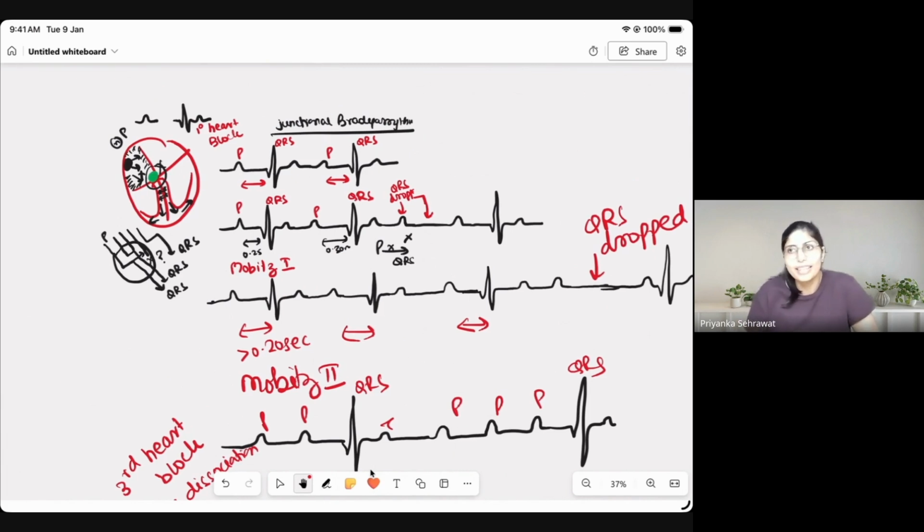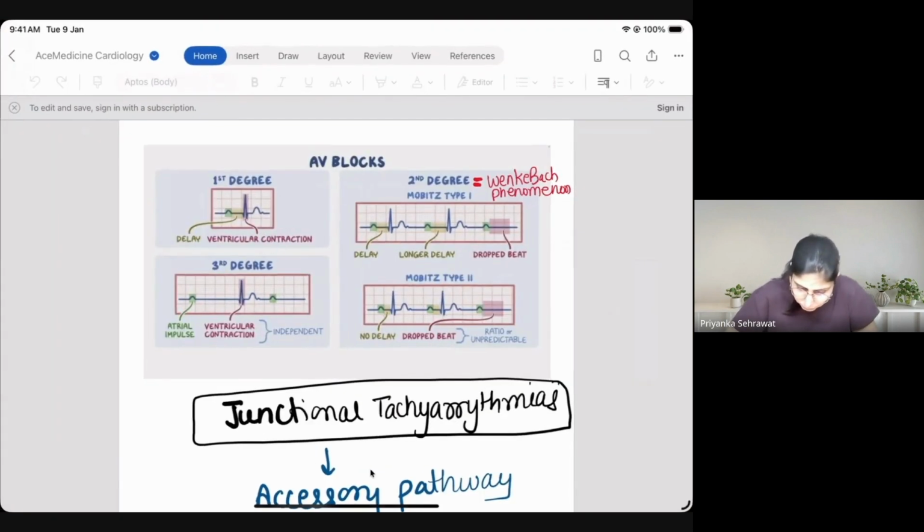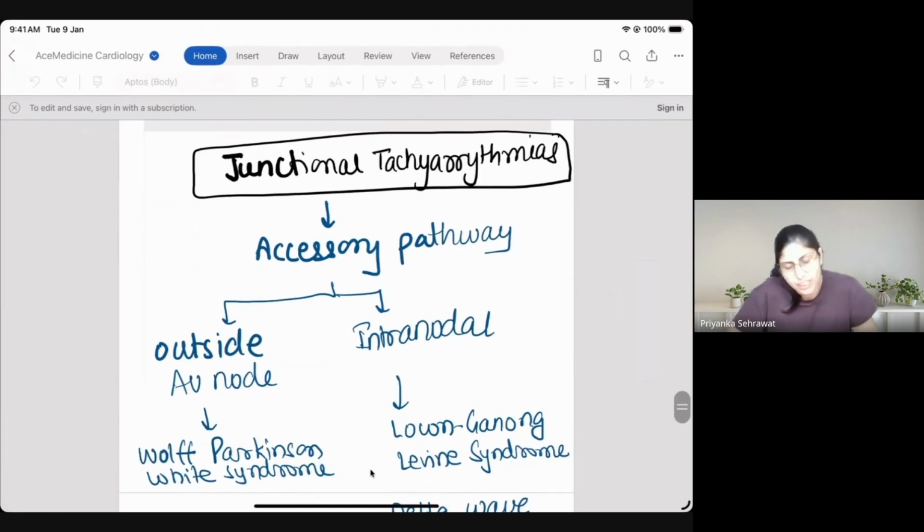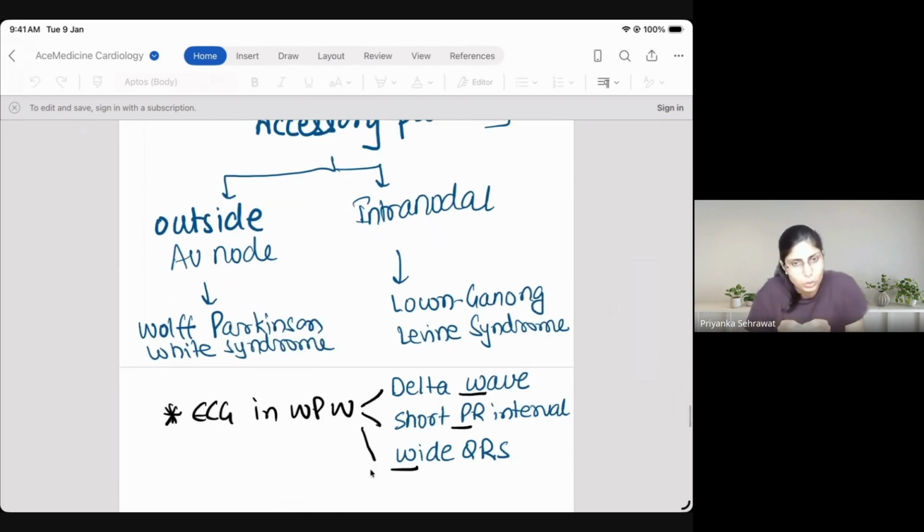Now second is your atrial tachyarrhythmias, or junctional tachyarrhythmias. Now, junctional tachyarrhythmias occur in the presence of an accessory pathway. The accessory pathway can be present inside the node or outside the AV node. Inside the node is seen in cases of Lown-Ganong-Levine syndrome. The outside AV node pathway is an aberrant pathway, which is present in some patients, and is Wolff-Parkinson-White syndrome. The bundle is known as the bundle of Kent. In WPW syndrome, we call it the bundle of Kent.